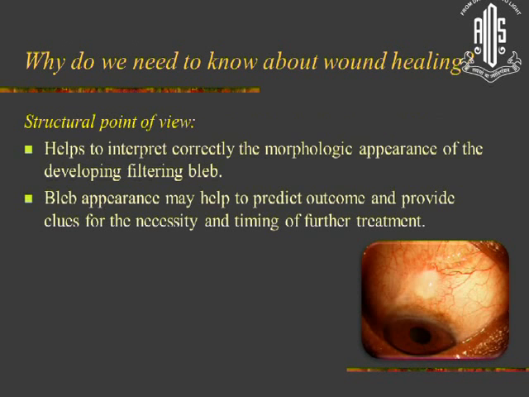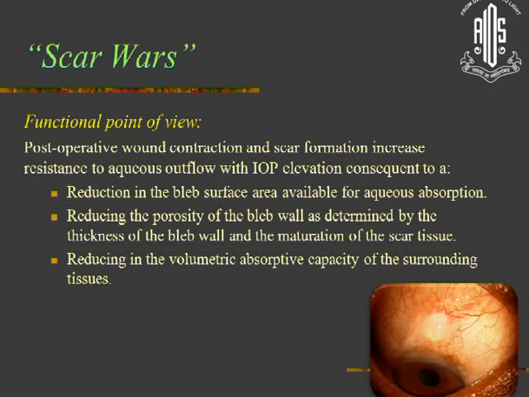So why do we need to know about wound healing? From a structural point of view, if we have the knowledge of tissue response to this surgery, it would help us to better interpret correctly the morphological appearance of the developing filtering bleb. Plus, the bleb appearance may also help us to predict the outcome and take preventive measures if the bleb is about to go into failure. And it will provide us clues whether we need to add another, say, anti-metabolite injection in between, or whether we need to revise the bleb. So unless we know the wound healing cascade, it wouldn't be really helpful to follow up the patients.